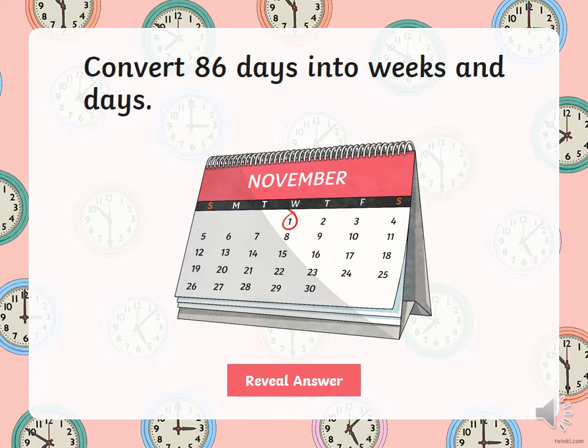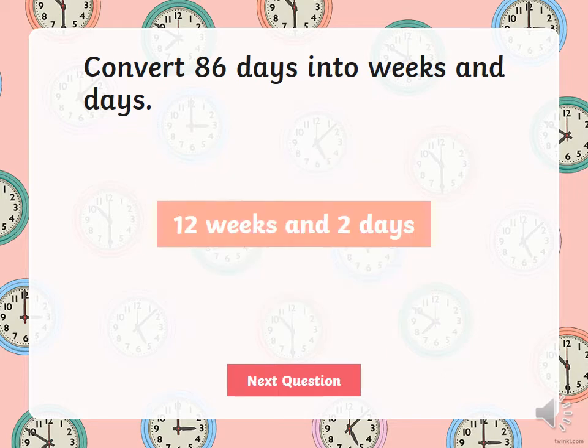Convert 86 days into weeks and days. How many days are in a week? 7 days in a week. So using that information, you can convert 86, using your 7 times tables. You should be practicing your times tables. We did 7 times tables last week, so that should be in your mind. Pause the video. Okay, so the answer is 12 weeks and 2 days.